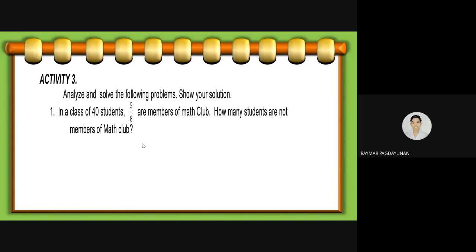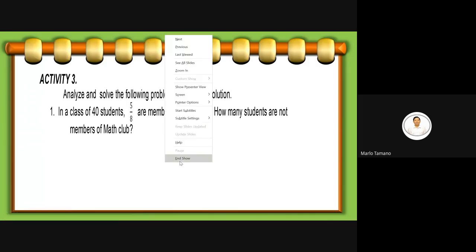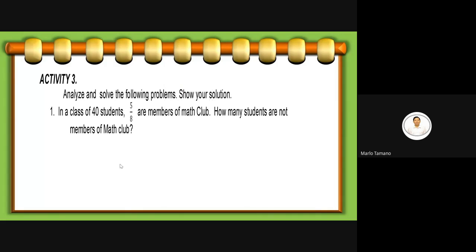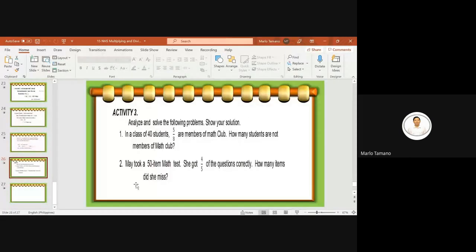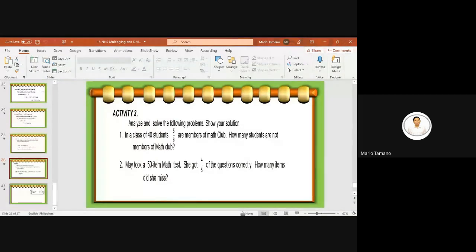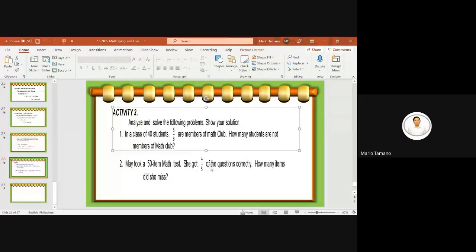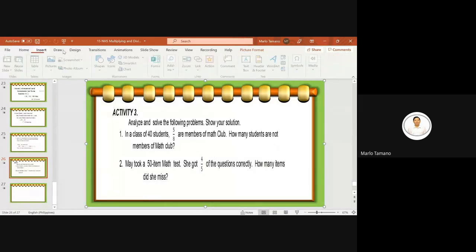Yes. So, pinalitan lang natin, ganito ang equation ninyo. 40 times 5/8 equals 25. Okay po? Naintindihan? Okay po, sir. So, paano ang solution natin yan? Sige nga. Paano ang solution natin yan?